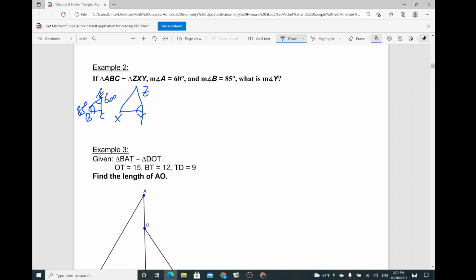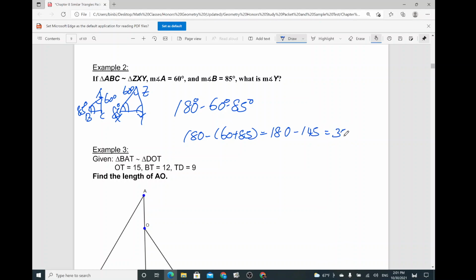Again, angle A has the exact same measurement as angle Z, so this one is also 60. And angle B has the exact same measurement as angle X, so 85 degrees. In order to get the third angle of a triangle, we use the triangle sum theorem. So 180 minus 60 minus 85, or 180 minus the sum of 60 plus 85. So we got 180 minus 145 degrees, which is 35 degrees. So that would be the measure of angle Y.